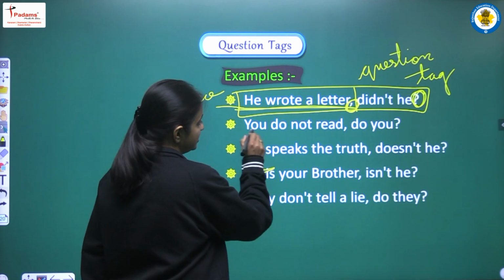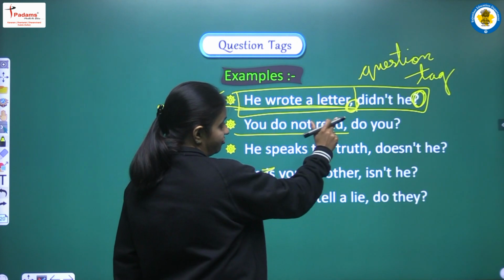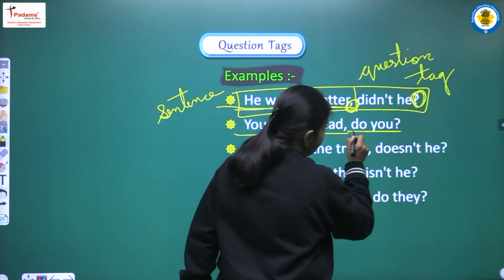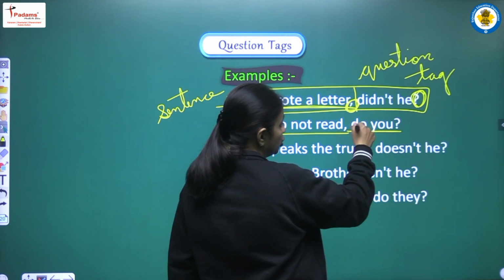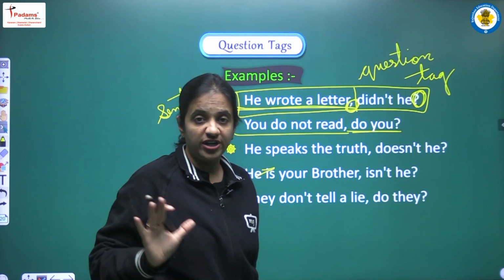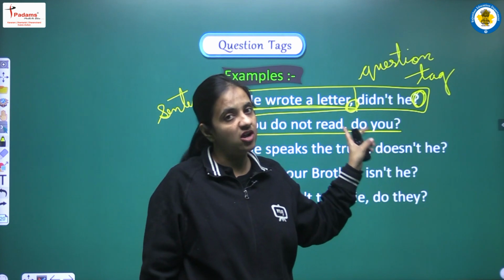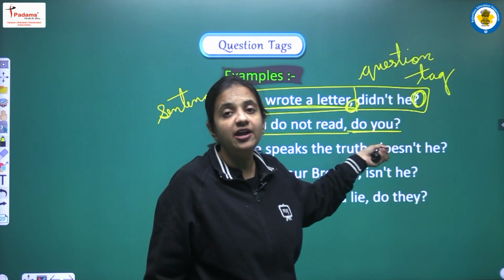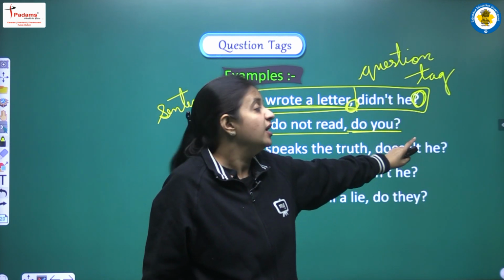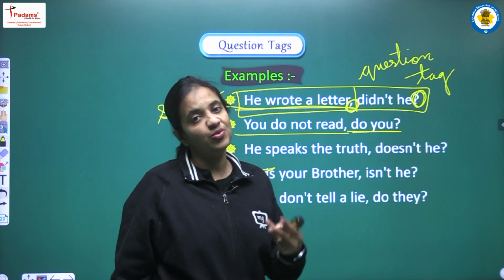Another example we are having: you do not read, do you? So this is the sentence, you do not read, we are having a comma. This is the first part, this is the second part after the comma, that is do you, and this part, do you, is known as the question tag. And here also we can see that we are having do, that is the auxiliary verb, and we are having you, that is a pronoun, and after that we are having one question mark, because this is a question tag.